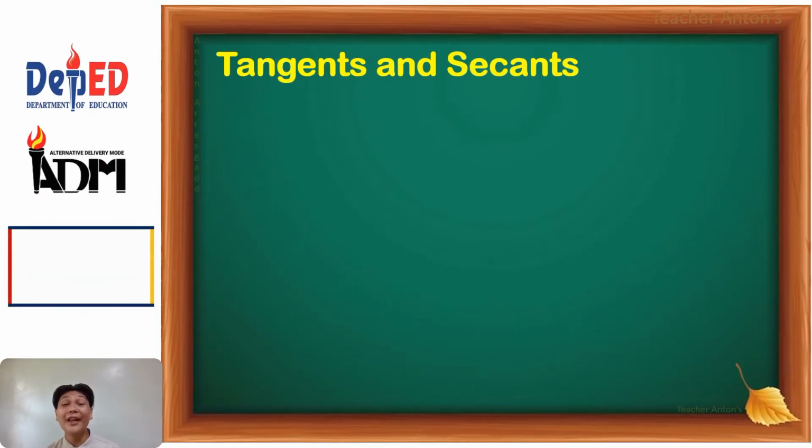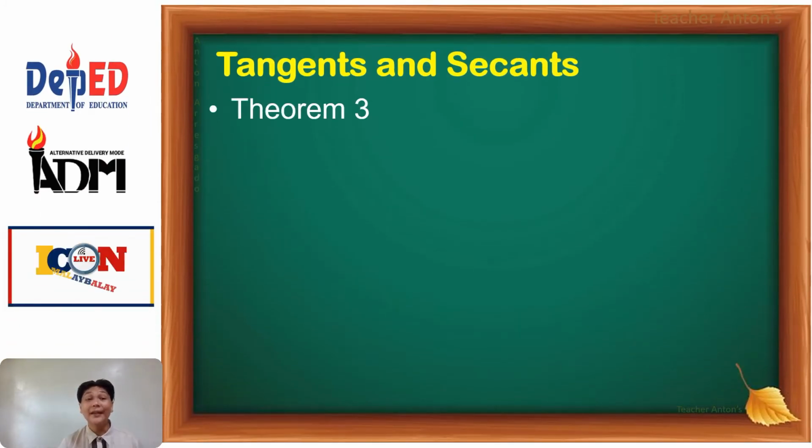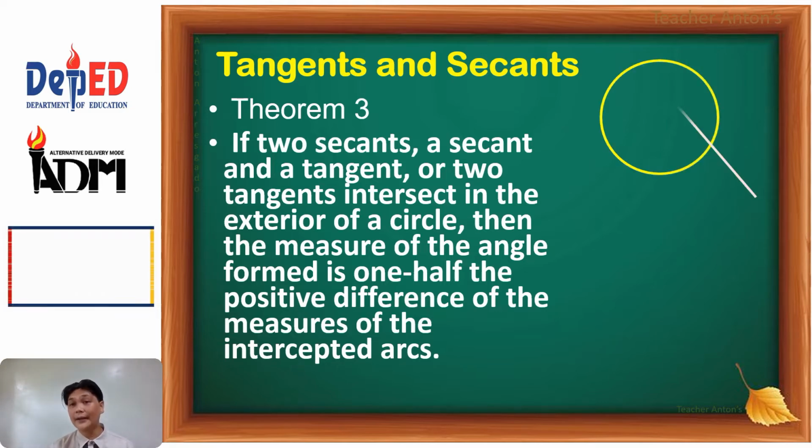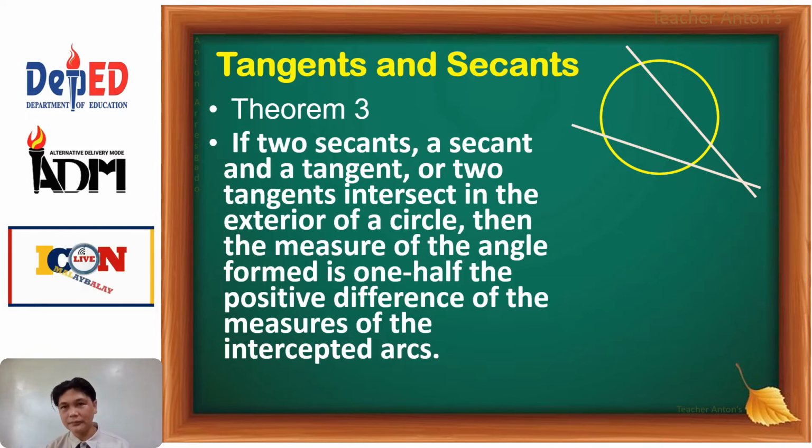Now, for tangents and secants, we have Theorem 3. If two secants, a secant and a tangent, or two tangents intersect in the exterior of a circle, then the measure of the angle formed is 1/2 the positive difference of the measures of the intercepted arcs. Now we have three situations there: two secants, a secant and a tangent, or two tangents. Let us have the two secants first.